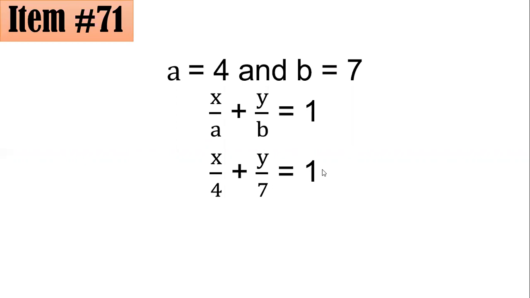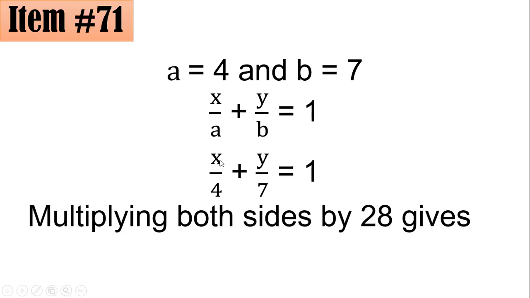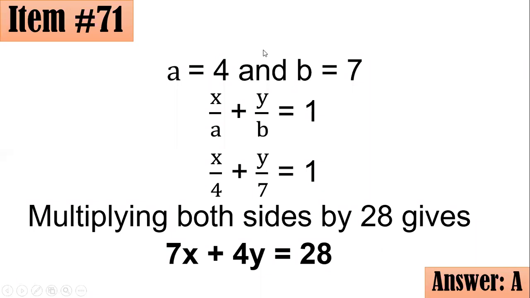And what's our LCD po? Ano po yung LCD natin dito? 28. Tama, 28 po. So with that po, we will multiply both sides by 28 to clear off fractions. So with that, x over 4 times 28 will be 7x, kasi 28 divided by 4 is 7. 7 times x is 7x. Plus 28 divided by 7 is 4. 4 times y will be 4y equals 1 times 28, which is 28. So tama nga po yung ating letter A.